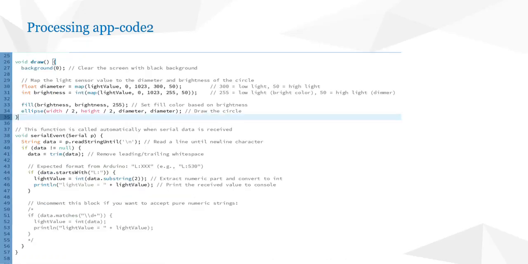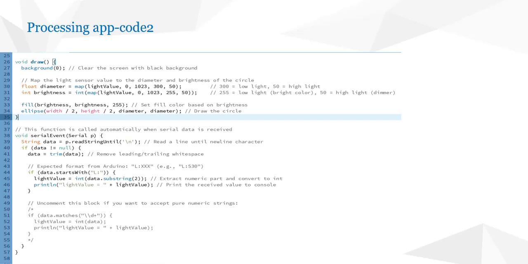Next we need to override the serialEvent method from the serial library. This is the second method on this screen. The first one is the draw method. I will explain the serialEvent method first. This function will be called automatically when serial data is received.